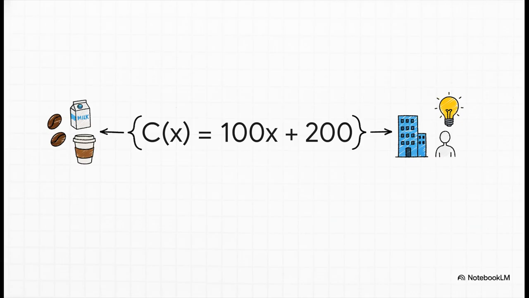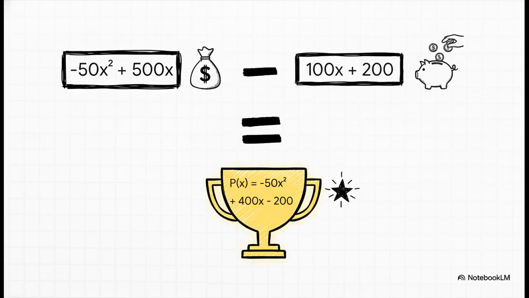Things like rent and salaries that they have to pay every single day no matter how much coffee they sell. And now we can finally create the most important function of all, the profit function. It's simple. Profit is just revenue minus cost. So P of x equals R of x minus C of x.